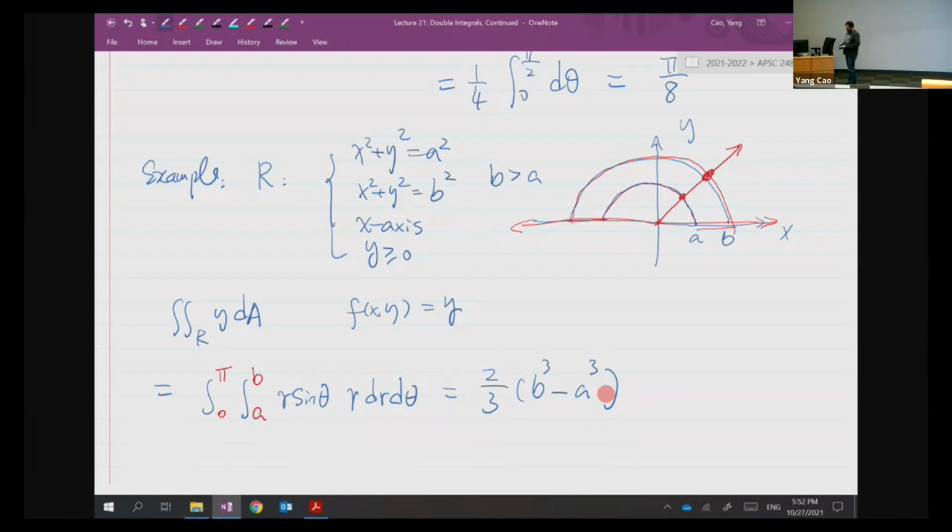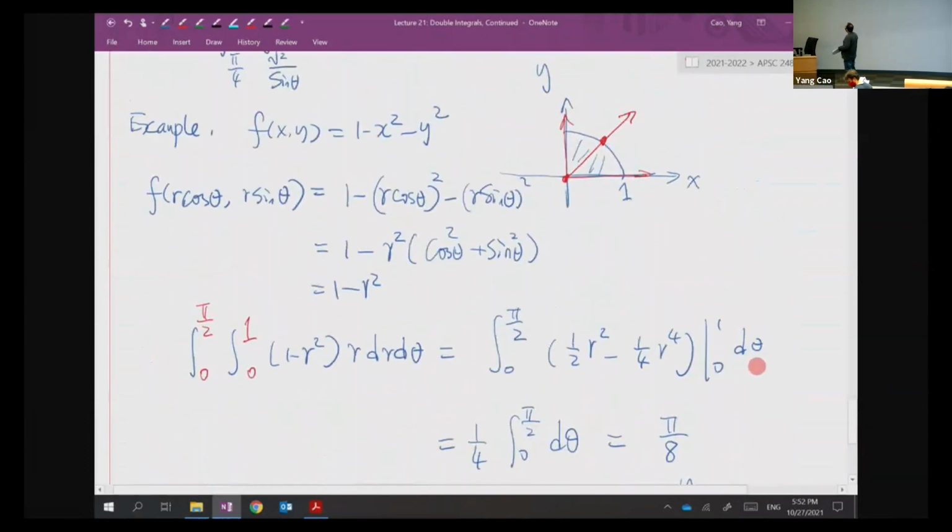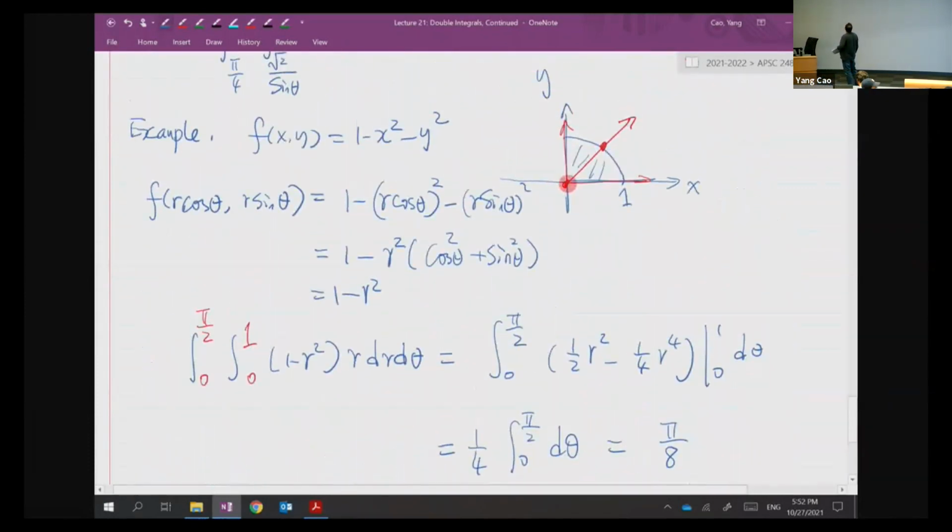For the previous example, why is r min 0? Because the contact already starts at the origin, right? So that's why r min is 0. The first contact point is right here on the origin. That's a question from online.